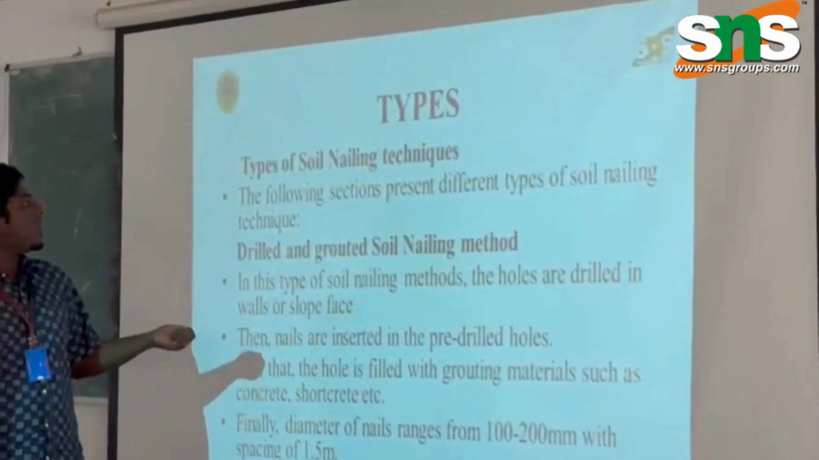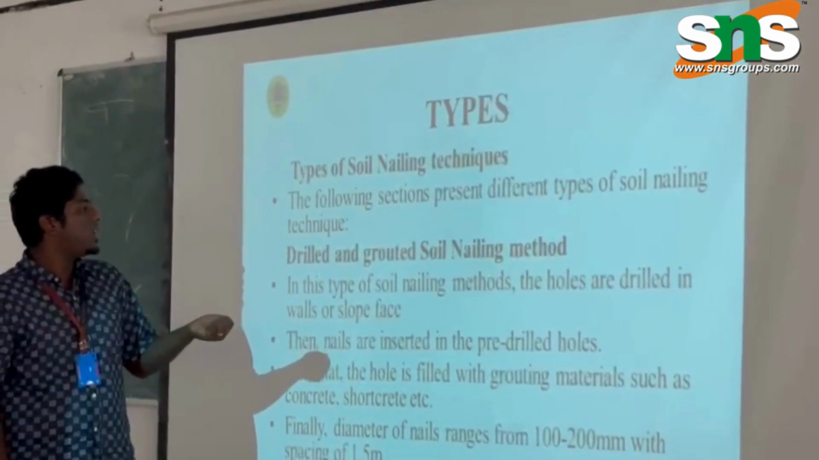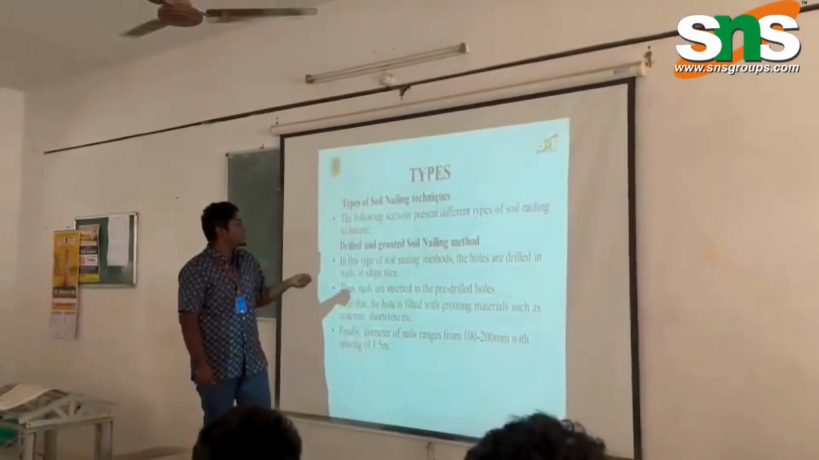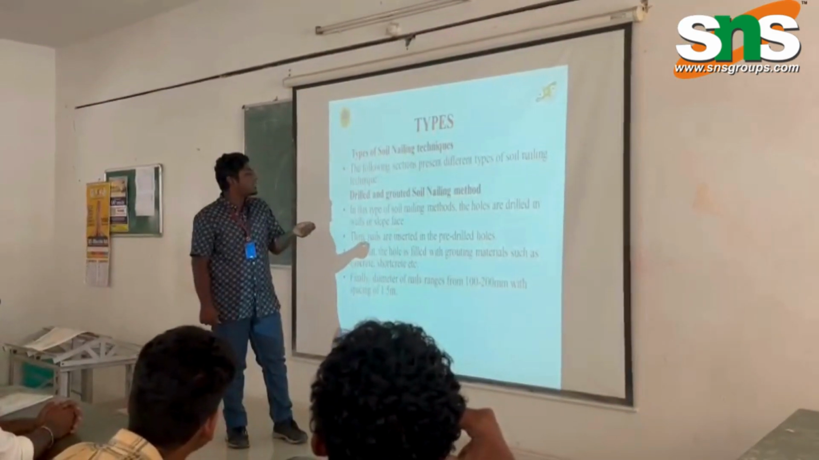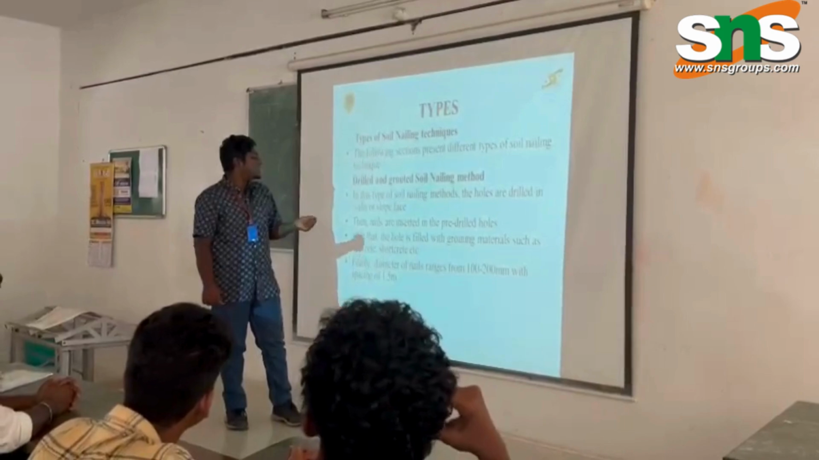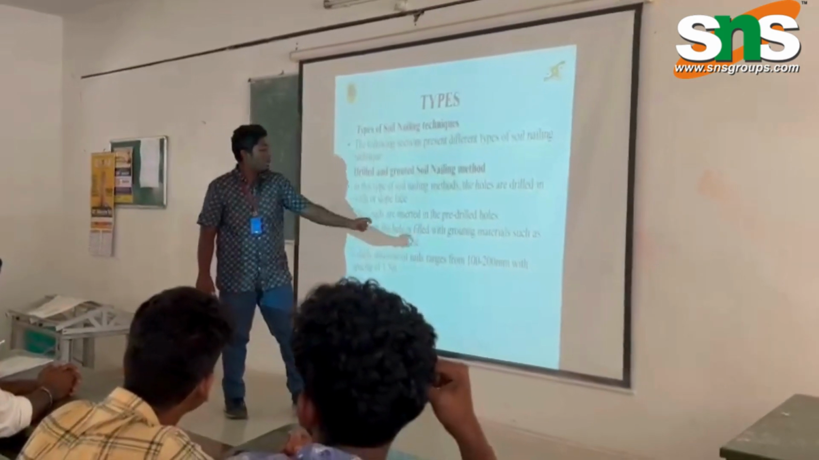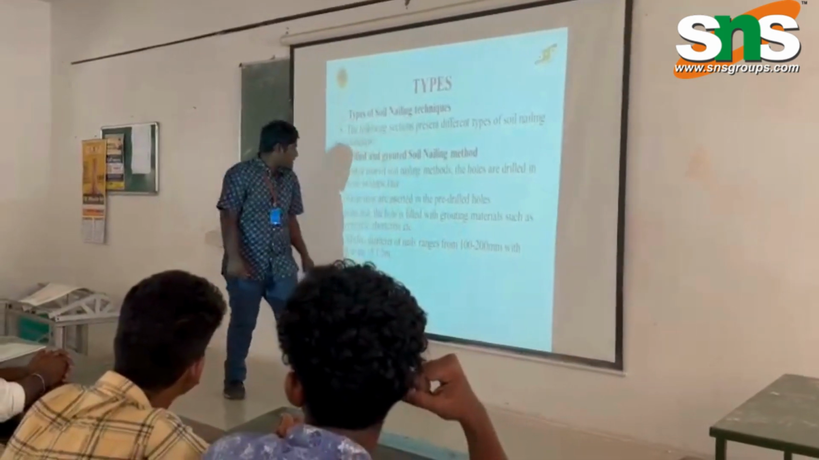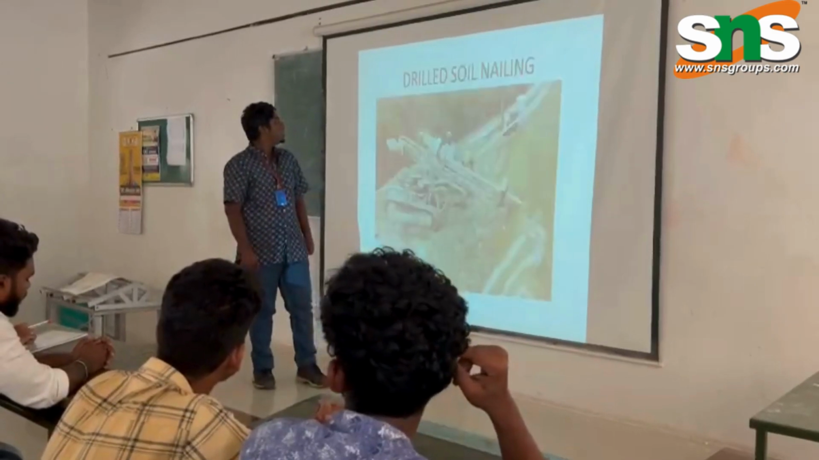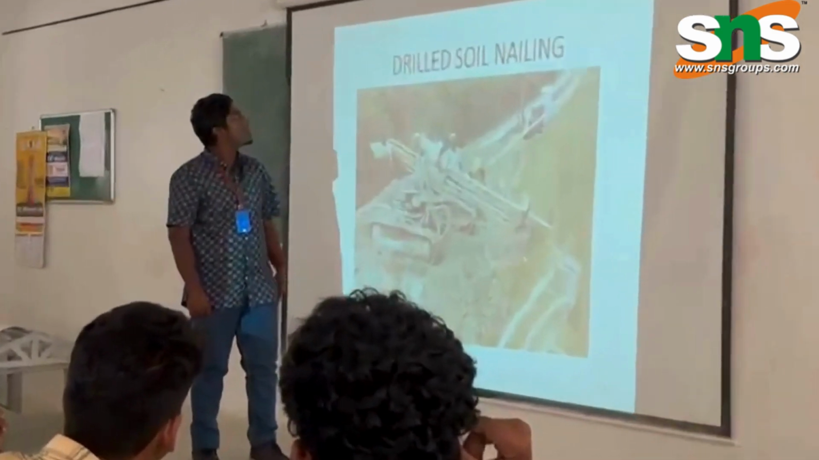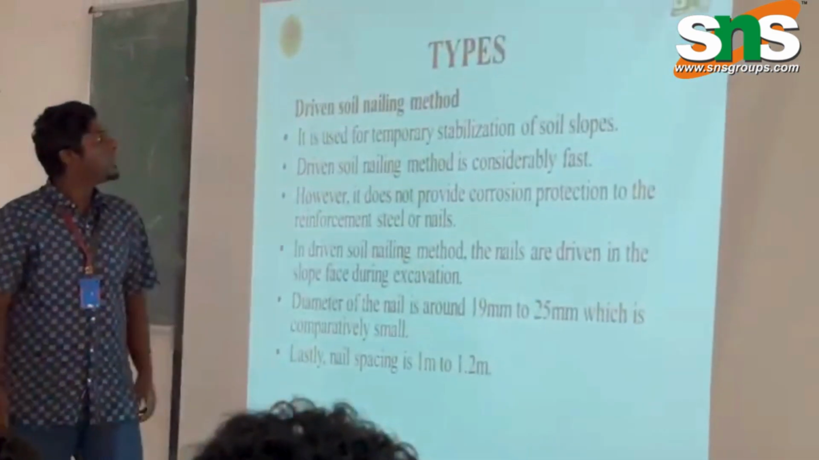There are types of soil nailing: the drilled and grouted soil nailing method. This method is used in holes drilled in walls and slope faces. The nails are inserted in pre-drilled holes, and these holes range between 100 and 200 millimeter with a spacing of around 1.5 meters. As you see, this is a picture of drilled and grouted soil nailing.